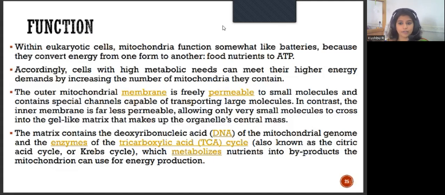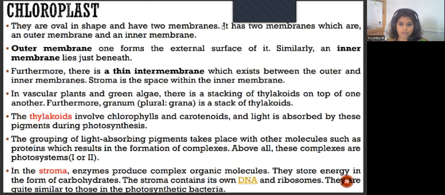The outer membrane of the mitochondria is freely permeable to small molecules. Whereas the inner membrane is highly selective in nature, which allows only very small molecules to cross. The matrix contains DNA. It also contains various enzymes, and the TCA cycle, or the Krebs cycle, or tricarboxylic acid cycle, occurs there. This helps in the conversion of food into ATP molecules.